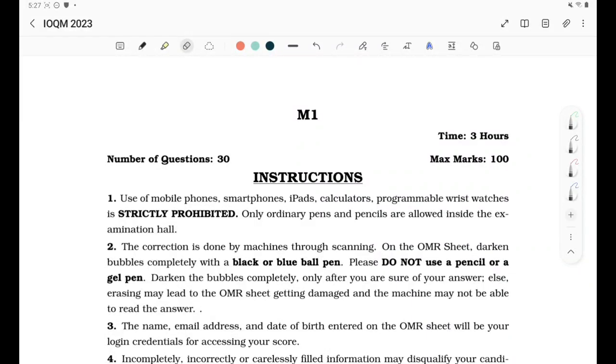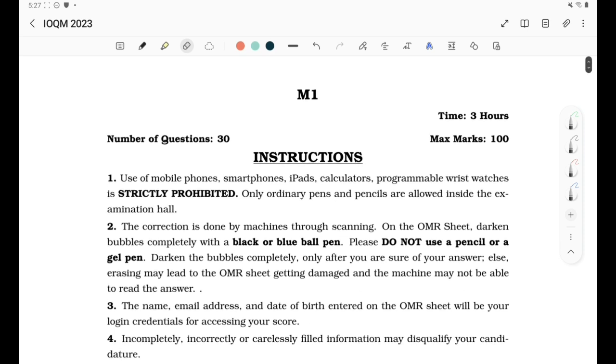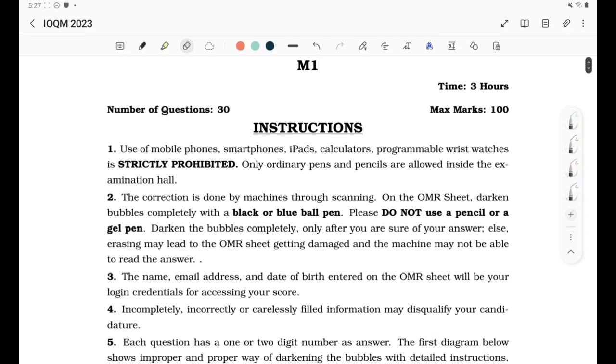In this video, we'll be discussing the IOQM 2023 paper, which is the Regional Math Olympiad in India. So far, for Regional Math Olympiads on this channel, we've uploaded the SMC 2023, which is the Regional Math Olympiad in UK. And in this video, we're going to just discuss the Indian Regional Math Olympiad.